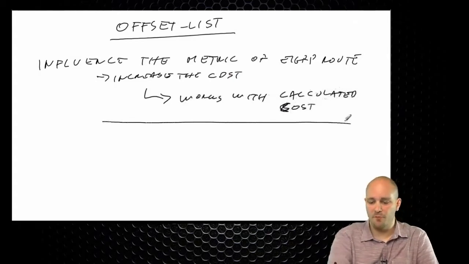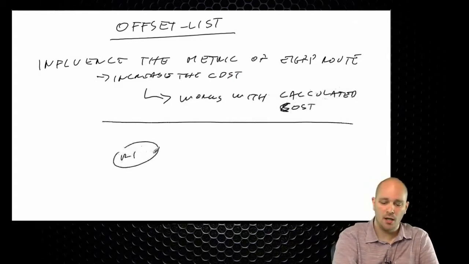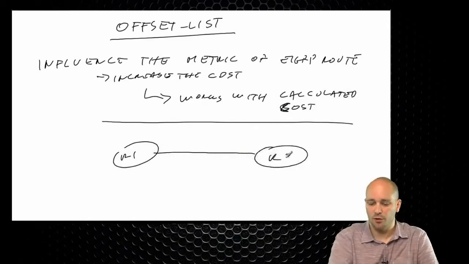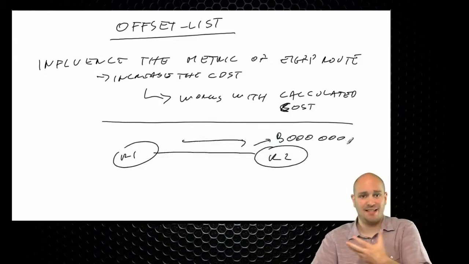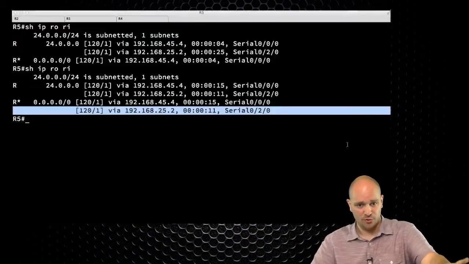So, for example, if we had a situation that we had R1 that is advertising some route to R2, and the task says, make sure that this route is in a routing table with the exact cost of 3 million, we could easily do this thing. So let me show you this on an example.